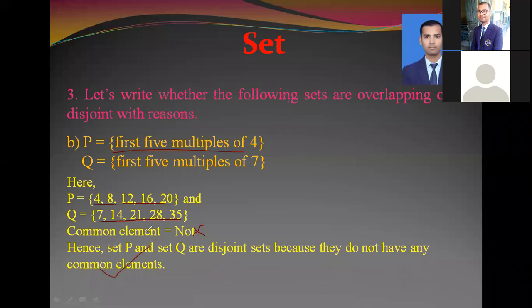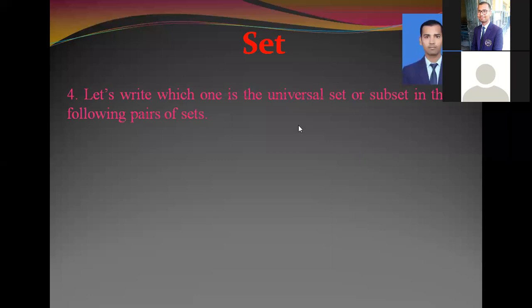But if they have a common element, it again becomes overlapping sets. So remember one thing: to be overlapping sets, a pair of sets must have common elements, and if they do not have any common elements, they are considered disjoint sets. So let's talk about our fourth question: let's write which one is the universal set or subset in the following pair of sets.